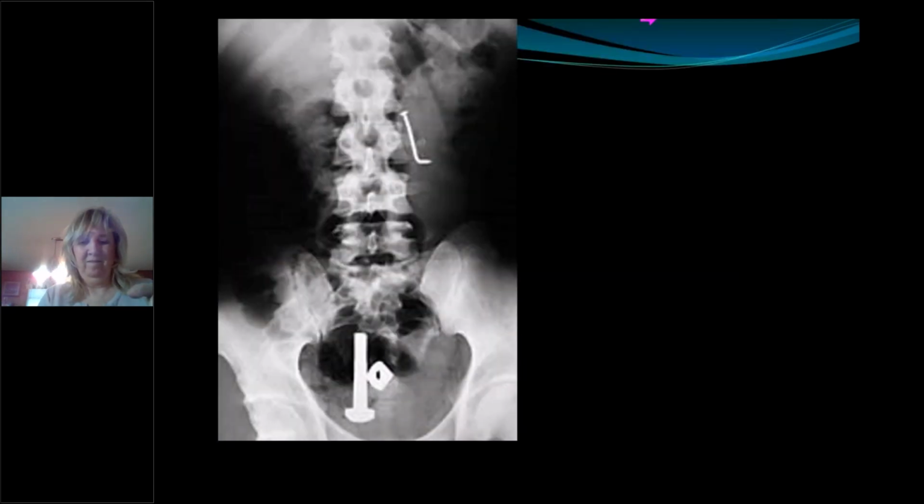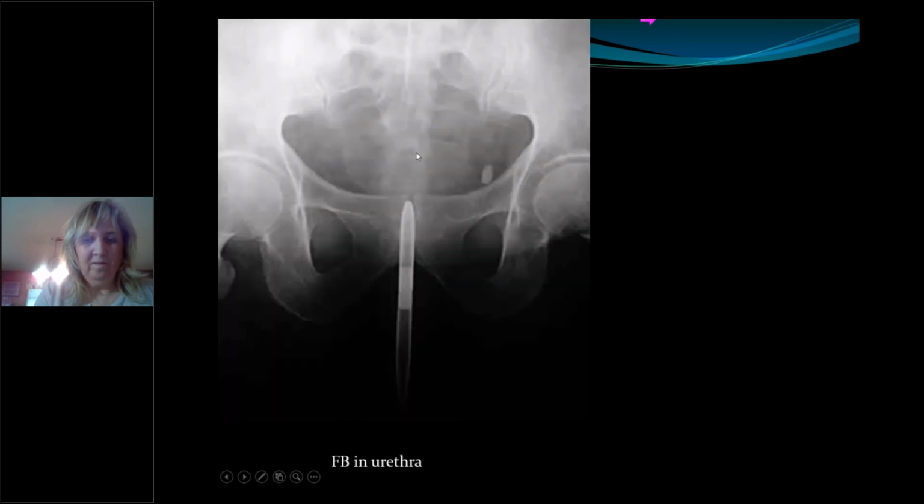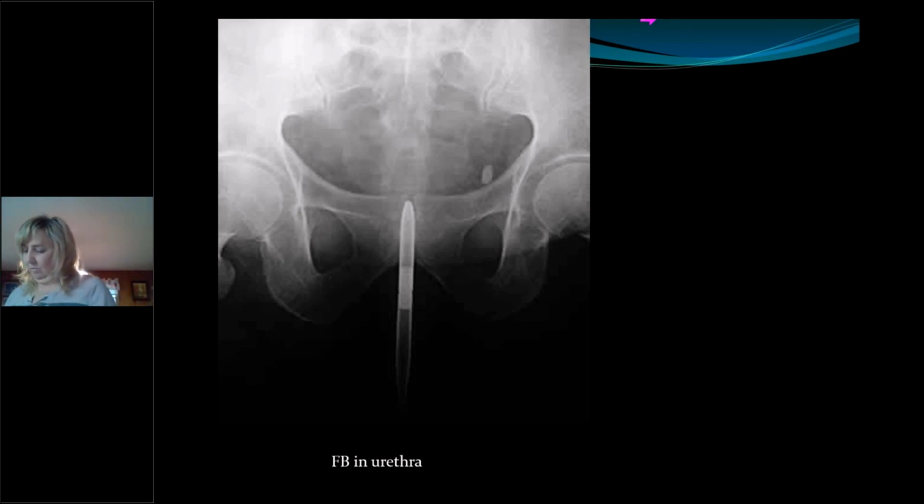Psych x-ray, patient swallowing nuts and bolts. And here's a good example of things that probably need to go get fished out, because that's not a good answer for your colon. Foreign body in the urethra. Yes, urethra, that I don't get that, but okay.